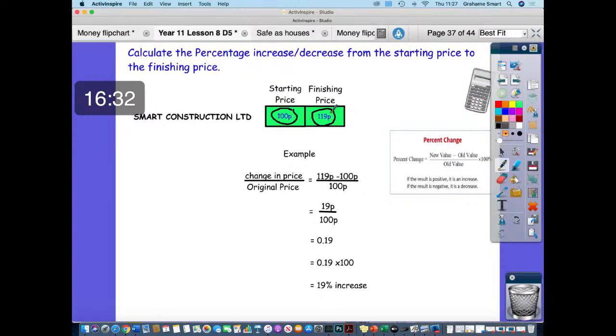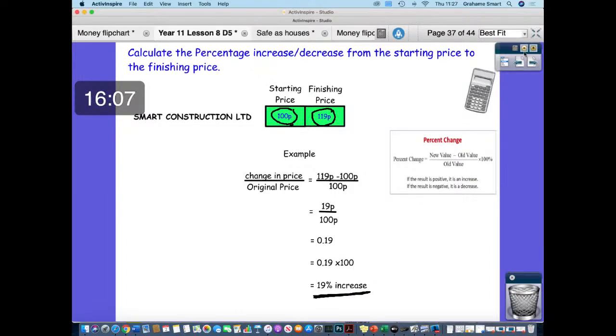Well, clearly it's going to be an increase because the price has gone up. So I've done change in price, which is given by 119 pence subtract 100 pence, divided by the original price, which in this case was 100 pence. So it's 19 pence divided by 100 pence, comes out to be 0.19, and 0.19 times 100 gives me a 19% increase. And just for those of you wondering where that's come from, I've just put a percent change, just a reminder of how it works there on the right hand side.